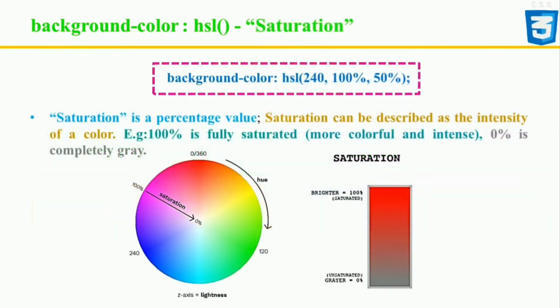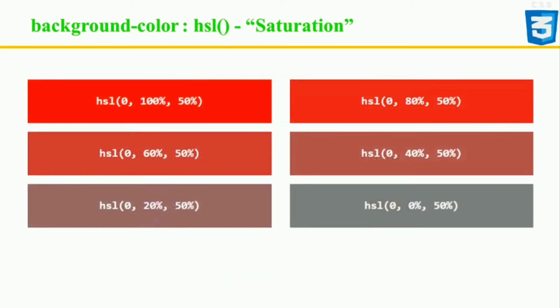Color saturation is about intensity. The second value is expressed as a percentage. It represents the amount of saturation in the color. For example, 100% is fully saturated, that is more colorful and intense, while 0 is fully unsaturated gray. To be simple, 0% stands for gray and 100% is maximum intensity.